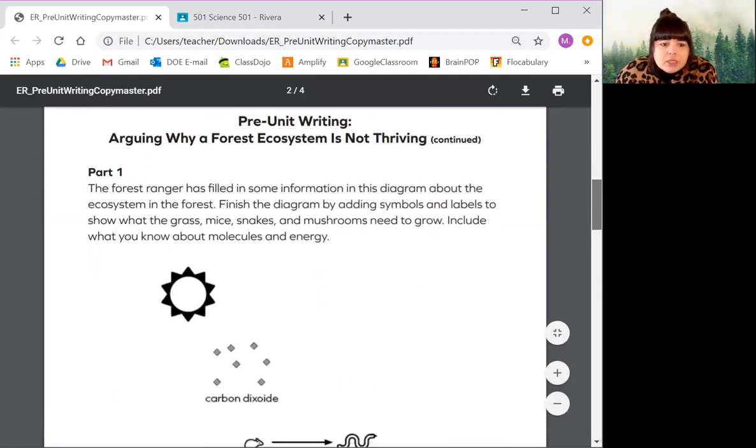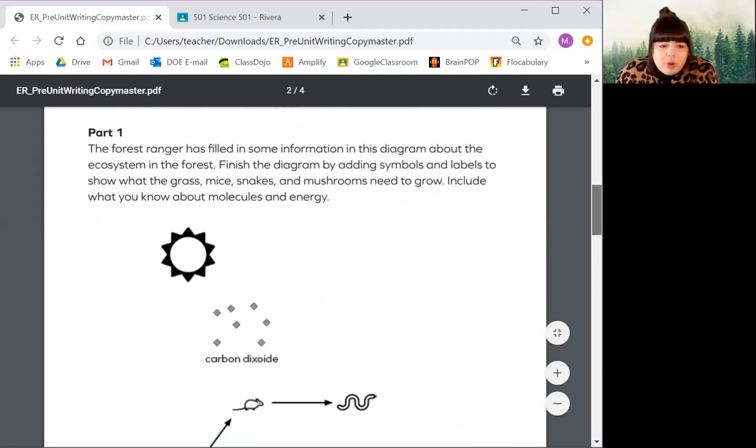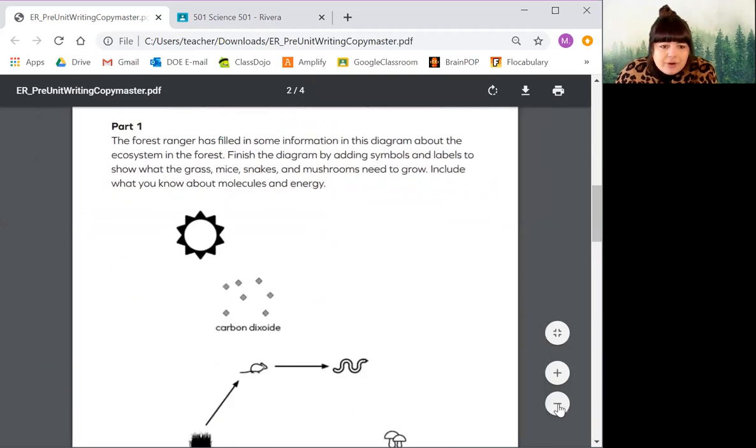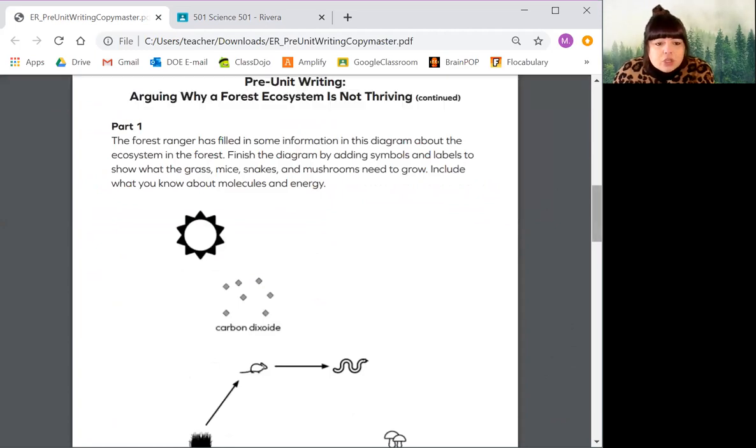Page 2. It says part 1. The forest ranger has filled in some information in this diagram about the ecosystem in the forest. Finish the diagram by adding symbols and labels to show what the grass, mice, snakes, and mushrooms need to grow. Include what you know about molecules and energy.